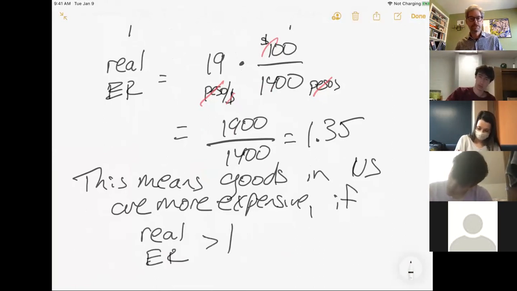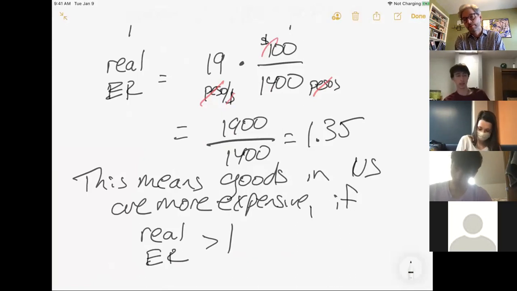What this means is that goods in the US are more expensive. If the real exchange rate is greater than 1, it means goods in the US are more expensive. And what would it mean if it were less than 1? Well, it would mean that goods in the US are cheaper than they are in Mexico.